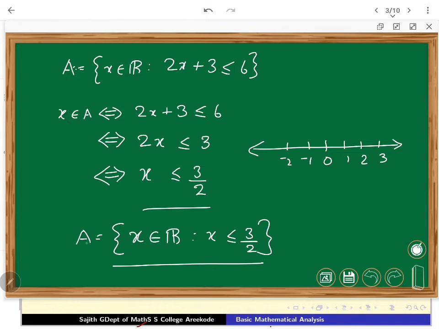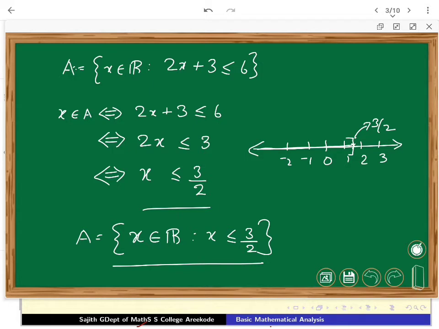So A basically consists of those real numbers which go up to 3 by 2, including 3 by 2. 3 by 2 means 1.5. So this point is going to be 3 by 2. Then this gives a closed ray. It starts from minus infinity and goes up to 1.5, the 3 by 2 point. That is precisely the set. So it is easy to determine once you understand these compatibility conditions.